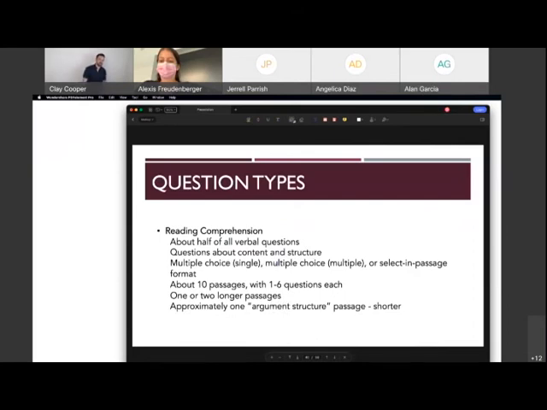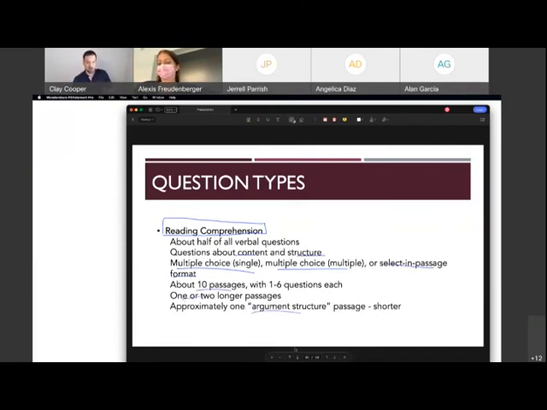Reading comprehension questions comprise about half of all the questions in the verbal sections. You'll be given something to read, and then you'll be asked about its content and structure. Reading comprehension questions can have several different forms. You can have a multiple choice single answer. You can have a multiple choice multiple answer, which we've already seen an example of. Or you can have a selecting passage format in which you have to choose in the passage the sentence that best meets what you've been asked to find. There will be a total of about 10 passages with 1 to 6 questions each. And 1 or 2 of those passages will be longer.